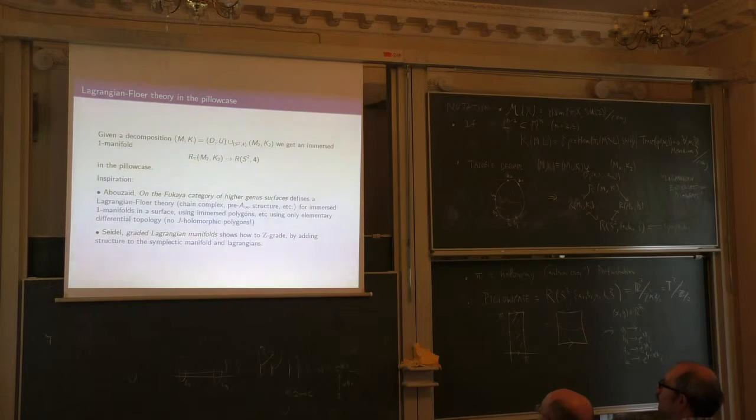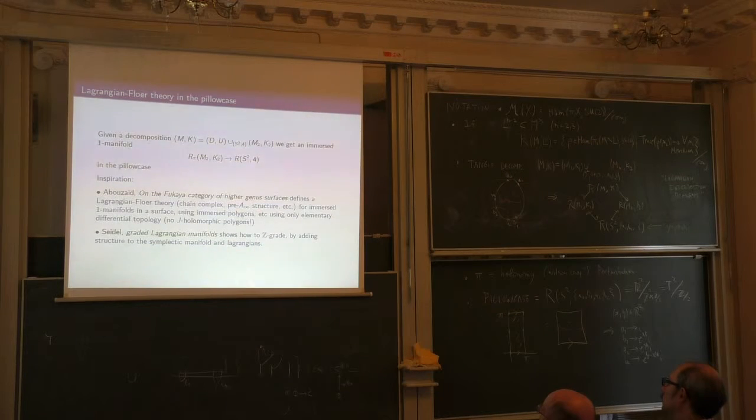So for the pillowcase, for two tangles, it turns out that one can do this in a purely undergraduate level mathematics way. You don't need Gromov's theory of J-holomorphic disks in your moduli spaces. You can do it entirely in terms of immersions of disks in the pillowcase. And you get a lot more structure that you don't see in the instanton theory.